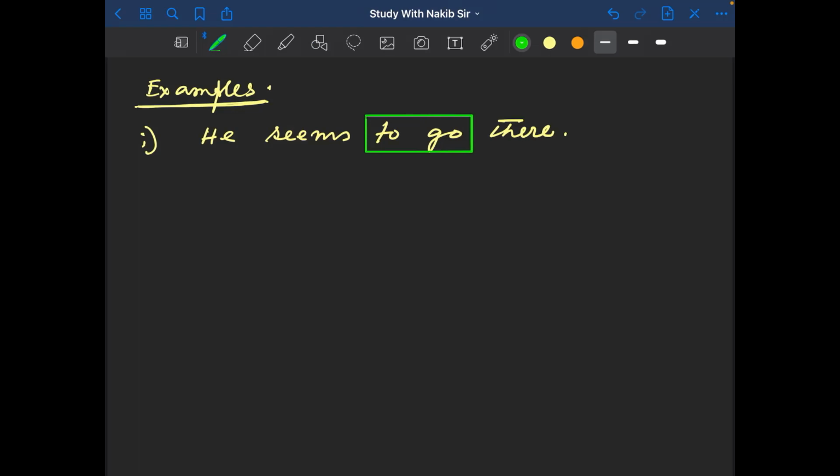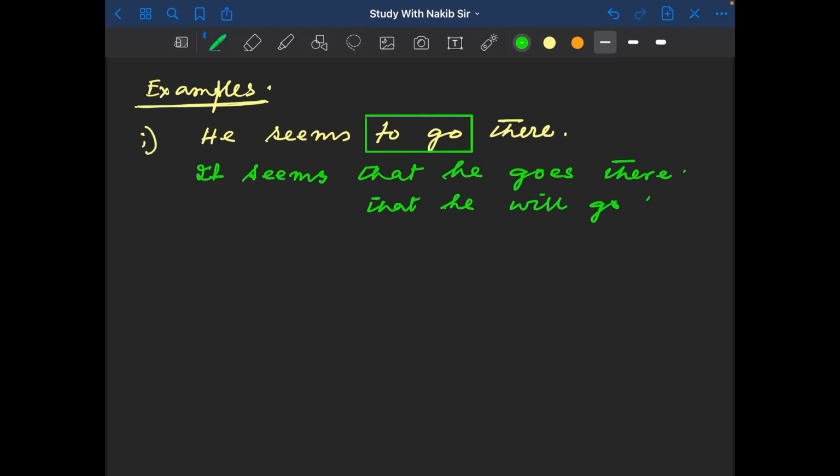See, he seems to go there means it seems that he goes there. You may write, as is the context, that he will go there. He seems to go there. It seems that he goes there, or it seems that he will go there, but it doesn't mean that it seems that he has gone there. It's called non-perfect infinitive. He seems to go there. Okay, dot dot dot. You can expand the infinitive this way.